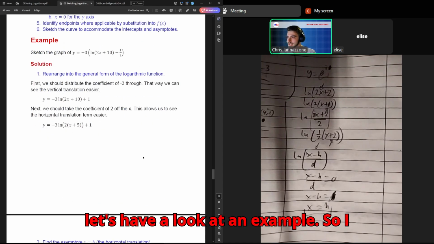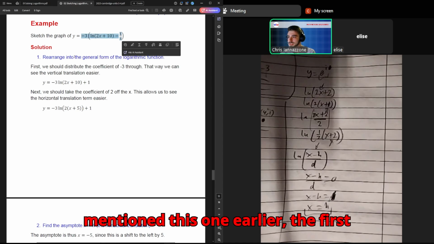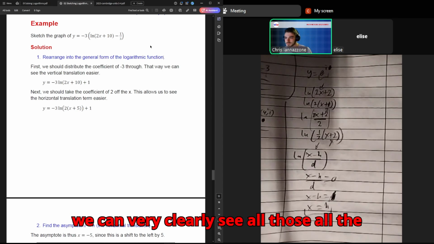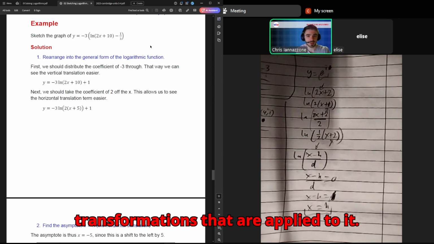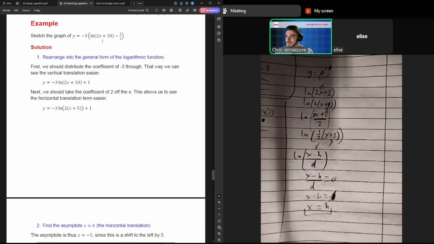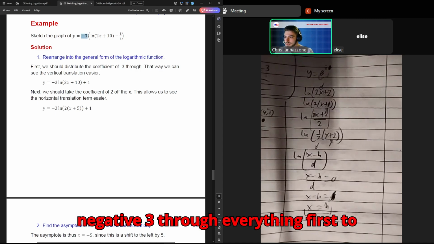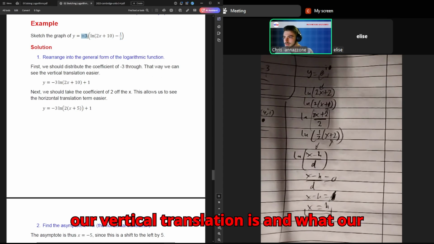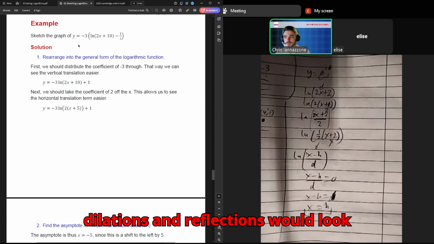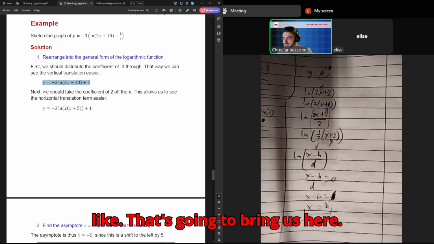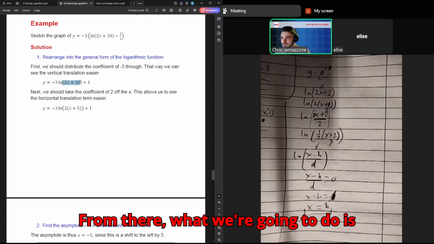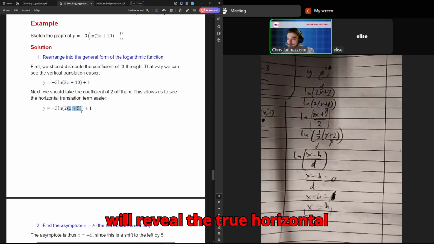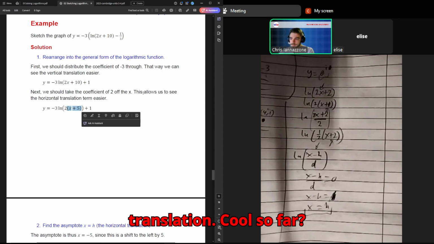So let's have a look at an example. I mentioned this one earlier. First step is going to be to get our general form, which just means making sure that we can very clearly see all the transformations that are applied to it. So for this one, we're going to bring the -3 through everything first to make sure that we can clearly see what our vertical translation is and what our dilations and reflections would look like. That's going to bring us here. From there, all we're going to do is take that common factor of 2 out the front of the x and the +10, so that will reveal the true horizontal translation.